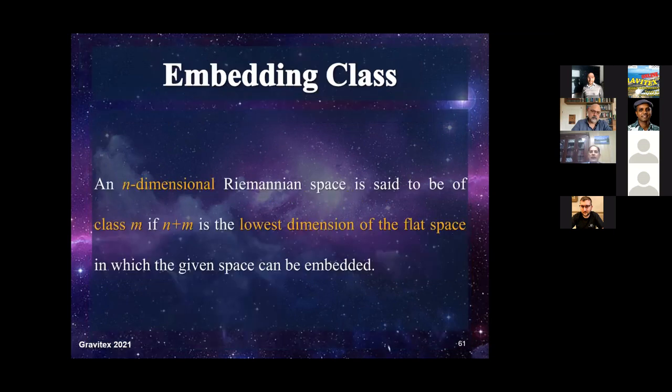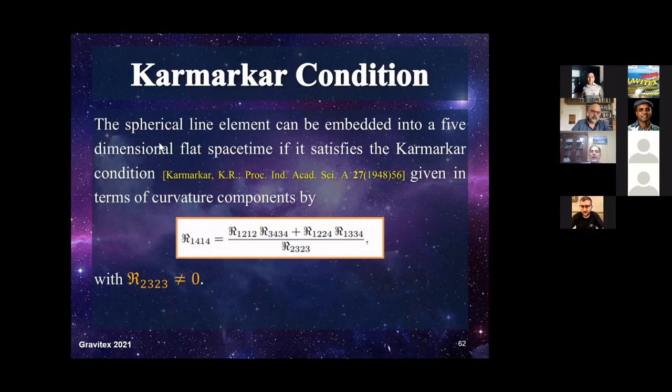Okay, we also use another well-known condition, the so-called embedding class. This is defined as an n-dimensional Riemannian space, which is said to be of class m if n plus m is the lowest dimension of the flat space in which the given space can be embedded. We shall also use the Karmarkar condition. This is the spherical line element which can be embedded into a 5-dimensional space-time if it satisfies the Karmarkar condition in terms of curvature components given by this expression. Obviously, here R2323 is not 0.